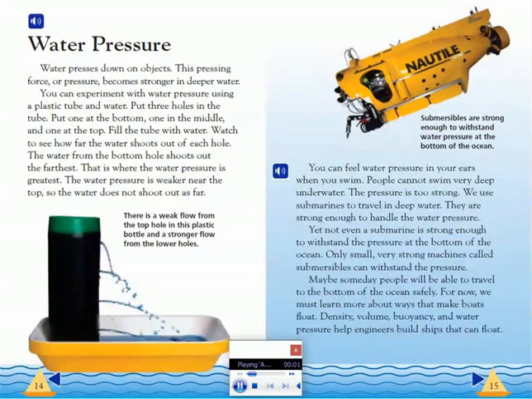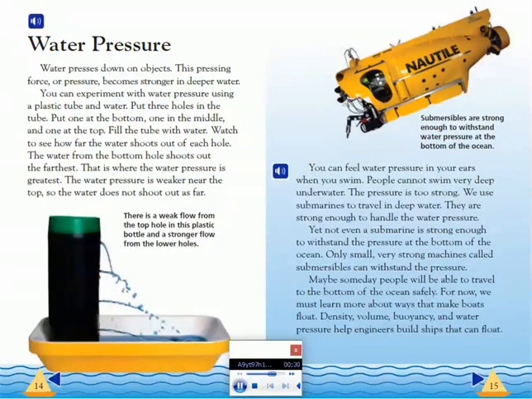Water pressure. Water presses down on objects. This pressing force, or pressure, becomes stronger in deeper water. You can experiment with water pressure using a plastic tube and water. Put 3 holes in the tube. Put 1 at the bottom, 1 in the middle, and 1 at the top. Fill the tube with water. Watch to see how far the water shoots out of each hole.